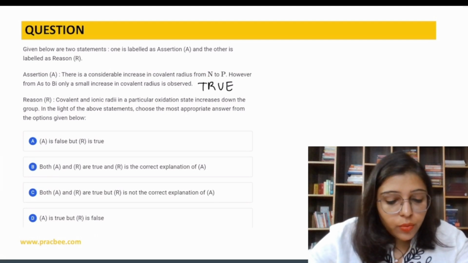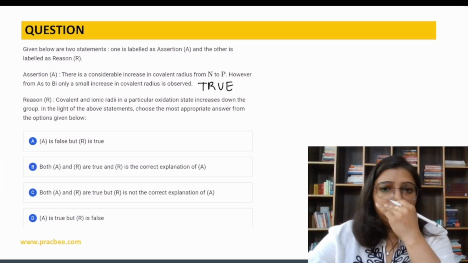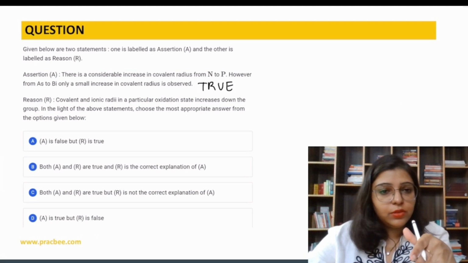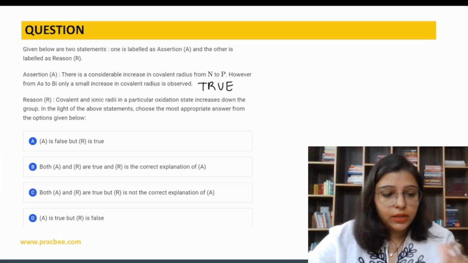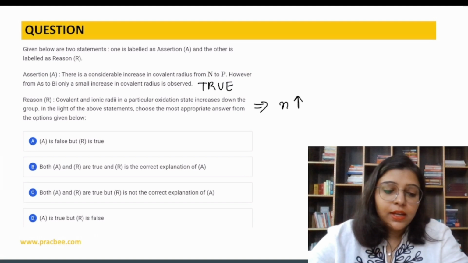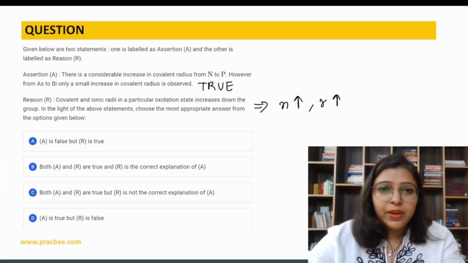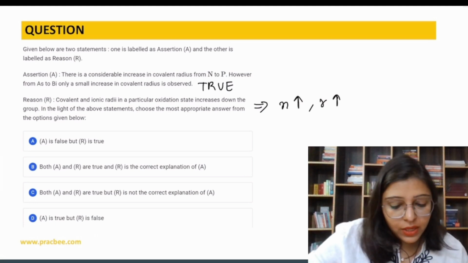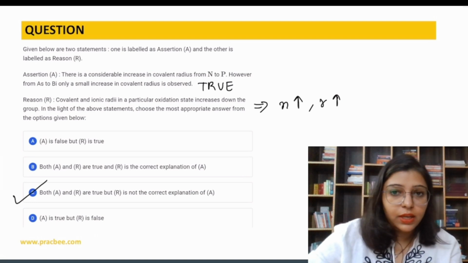So now the reason: covalent and ionic radii in a particular oxidation state increase down the group. Yeah, this is true. Yes, this statement is also true. Generally, if we talk about the size, covalent radius, or atomic size or ionic size, on moving down the group it increases. Why does it increase? Because if the number of shells increases, then the distance between nucleus and outermost shell increases, and we can say radii increase. But that is not the correct explanation. The explanation is with respect to the shielding effect. Okay, so we can say both A and R are true, but R is not the correct explanation of the assertion. So option C is going to be the correct answer.